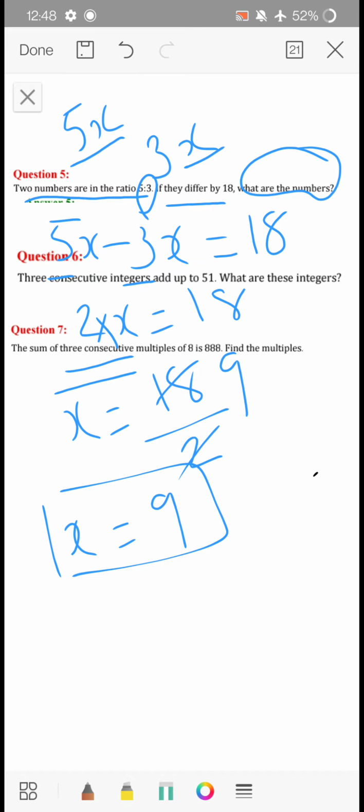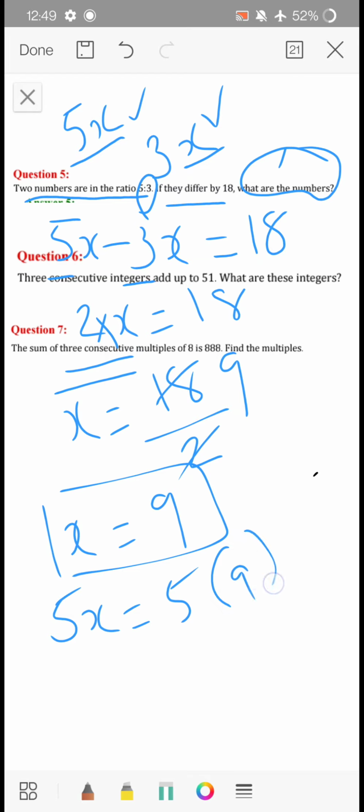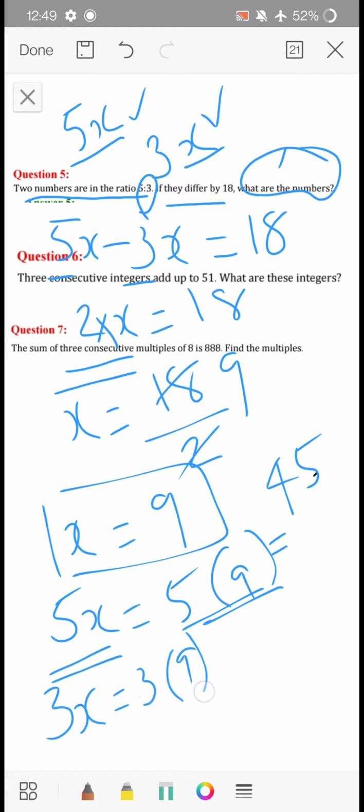Again I am specifying, this is not your answer, as they have asked you about the numbers and we have supposed that the numbers are 5x and 3x. So first is 5x. Let's put the value of x over here. This 5 and x are in multiplication, so this will be multiplication, hence one of the numbers is 45. Then next is 3x. Similarly we put the value of x and you will get 27. So these are your numbers.